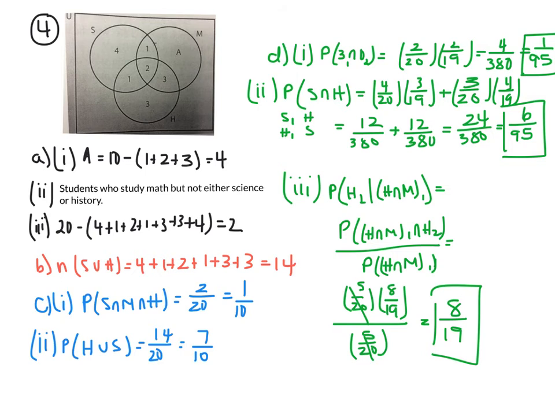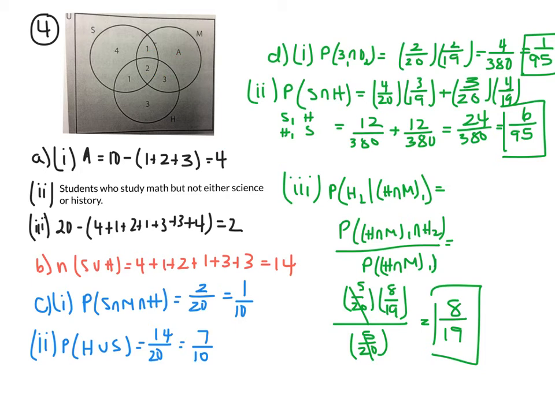So number 4, they give us a Venn diagram and ask us some questions about it. So part A, number 1, they asked us how many would be in that section that they label A. So we know there's 10 people total who study math, and we already have 6 people listed here studying math, so that means that 4 go in this last little bit. And for part 2, those are the students who study math, but not either science or history.